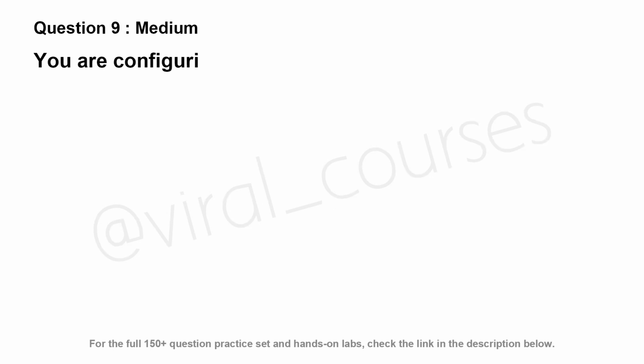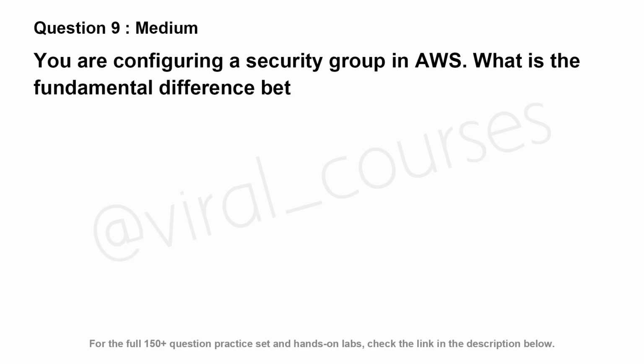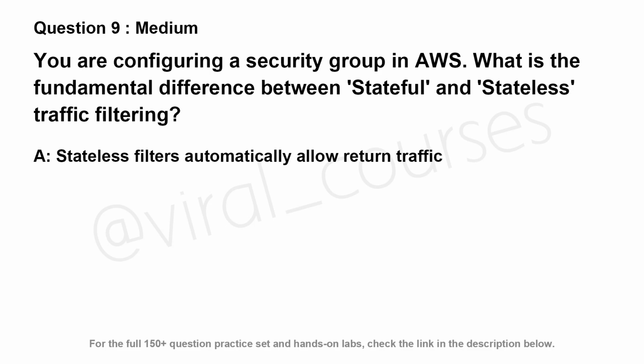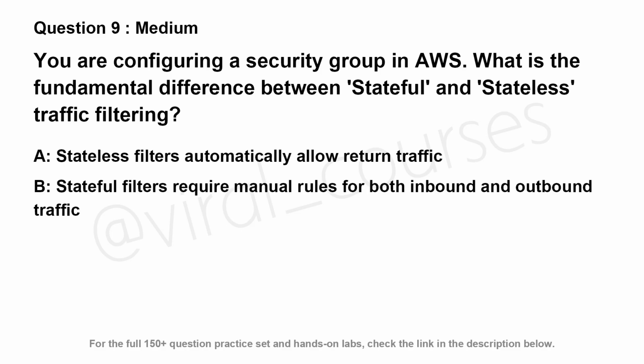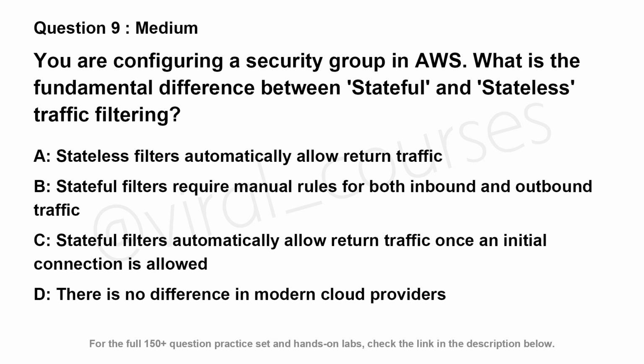You are configuring a security group in AWS. What is the fundamental difference between stateful and stateless traffic filtering? Option A. Stateless filters automatically allow return traffic. Option B. Stateful filters require manual rules for both inbound and outbound traffic. Option C. Stateful filters automatically allow return traffic once an initial connection is allowed. Option D. There is no difference in modern cloud providers.